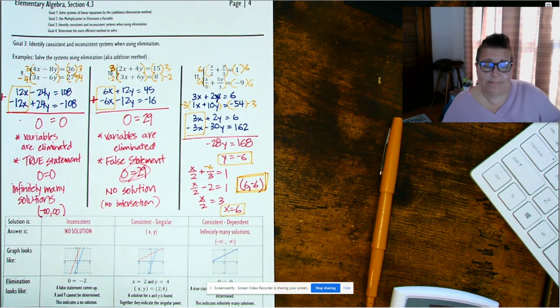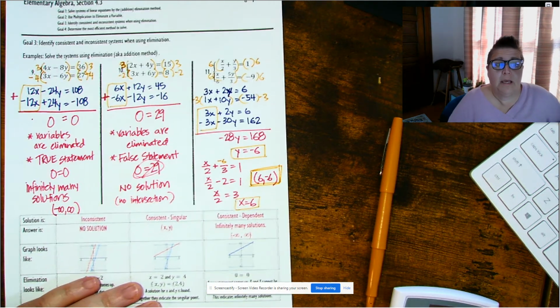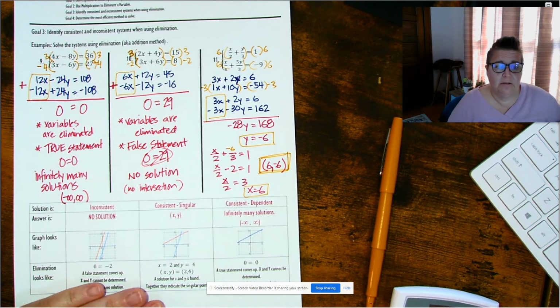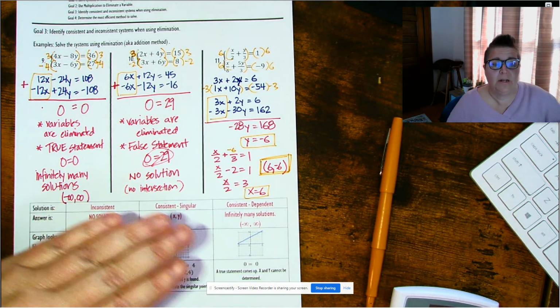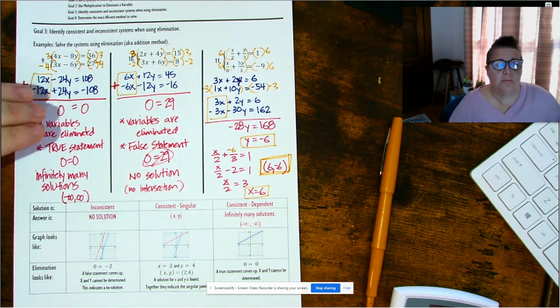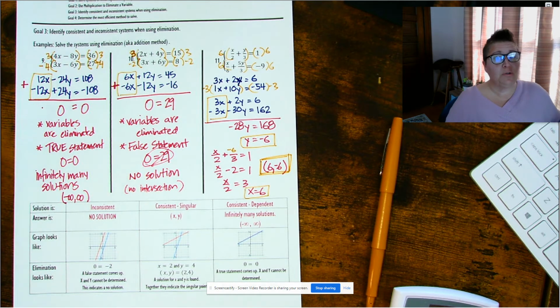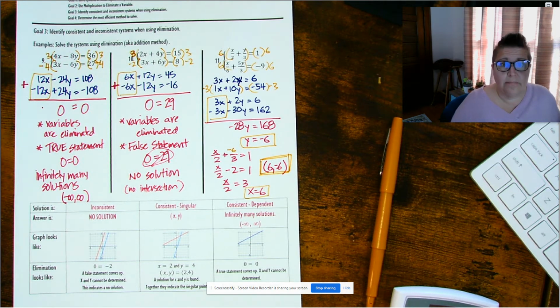It's okay. So, again, on this particular problem set you have 3 different outcomes. The first outcome, you have a true statement, everything canceled, no variables left, and you got a true statement like 0 is equal to 0. This is a consistent dependent solution. It means that one line is a copy of the other, and if you were to graph them, they would essentially graph the line on top of itself.